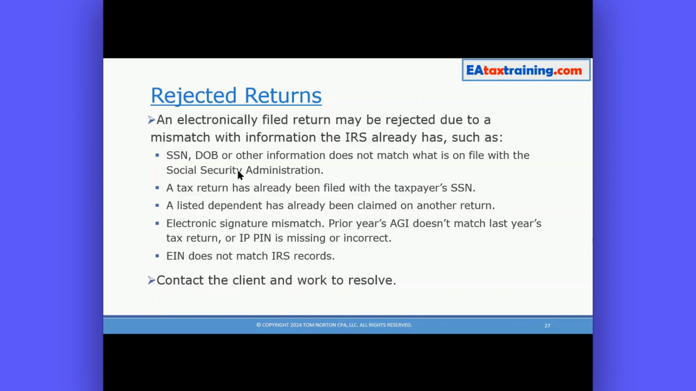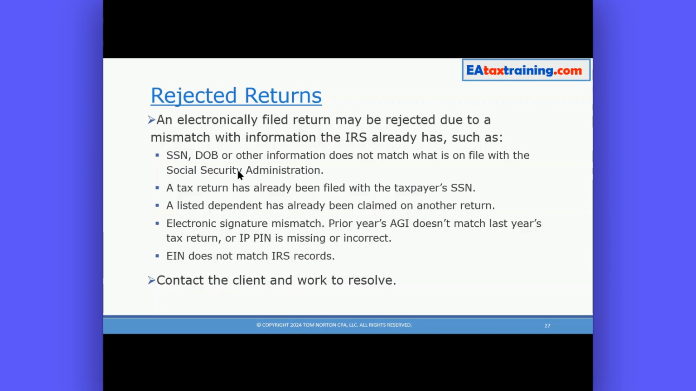If there is an electronic signature mismatch, so one of the ways the IRS tries to make sure that the right person is filing the return is they will ask, what was your adjusted gross income last year? And you have to put that on there. So if you do that and it doesn't match, you could get a rejection. Or if you need a PIN number and you didn't put the PIN number in, or you put the wrong PIN number in, then that return will be rejected. And then also, if you have an employer identification number that does not match records, similar to how the Social Security number doesn't match, then you will get a rejection.